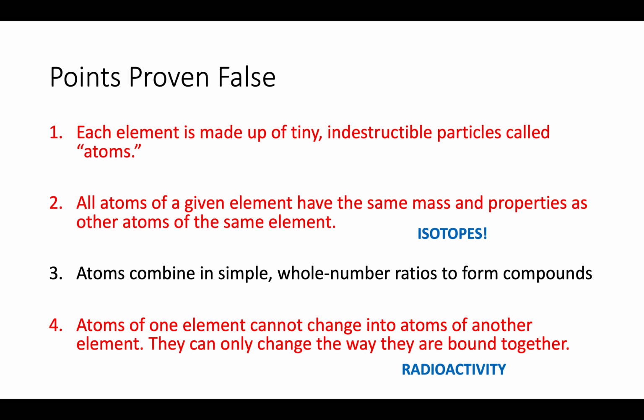Numbers 1 and 4 were also proven to be not the entire truth when later in the 1800s, Marie Curie and others were doing a lot of work into radioactivity and found that atoms can, in fact, change into atoms of another element through radioactive decay.